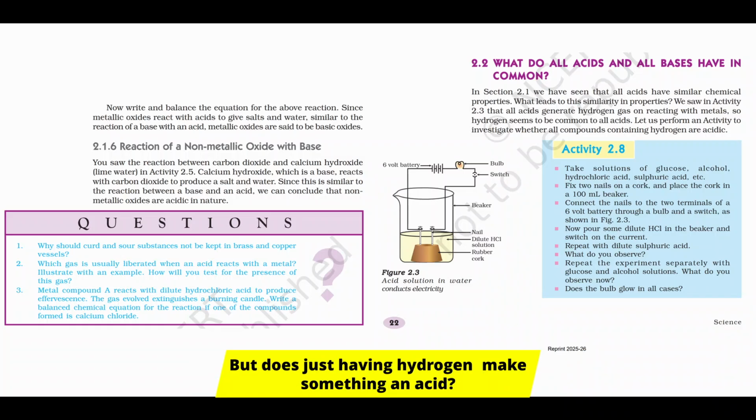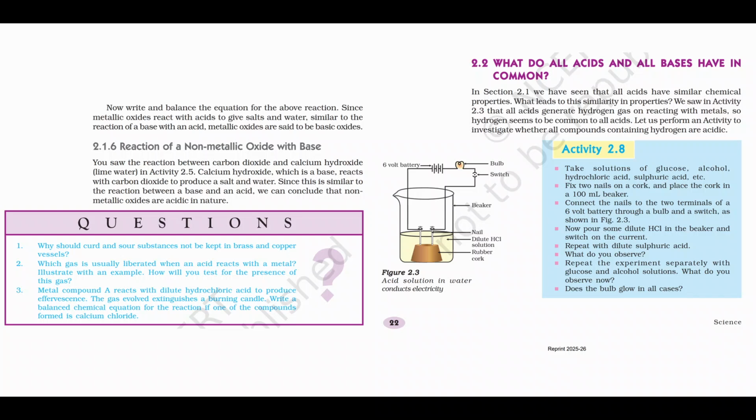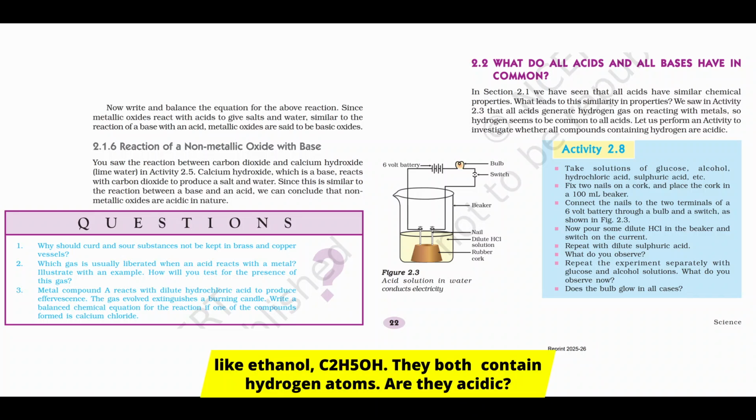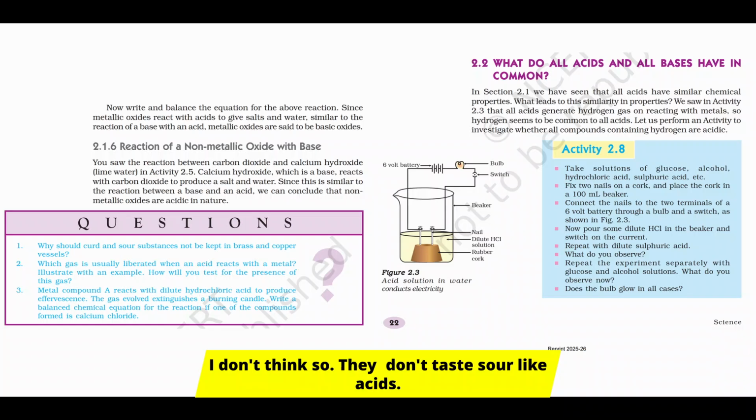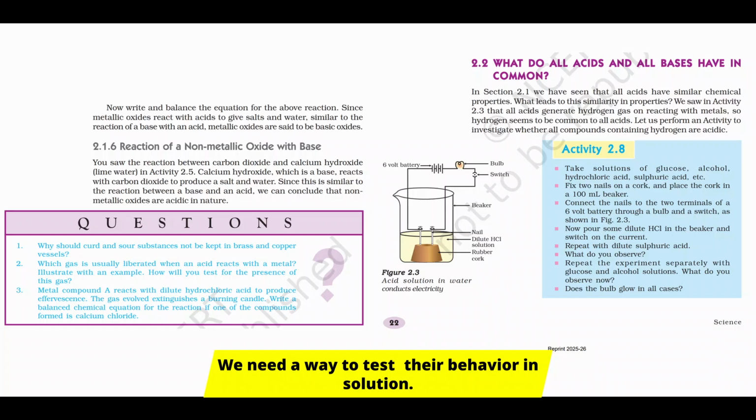But does just having hydrogen make something an acid? Think about glucose, C6H12O6, or alcohol, like ethanol, C2H5OH. They both contain hydrogen atoms. Are they acidic? I don't think so. They don't taste sour like acids. Exactly. So just having hydrogen isn't enough. We need a way to test their behavior in solution.